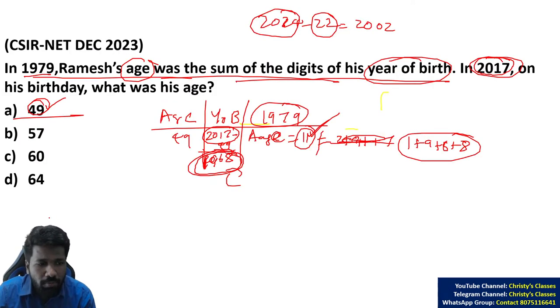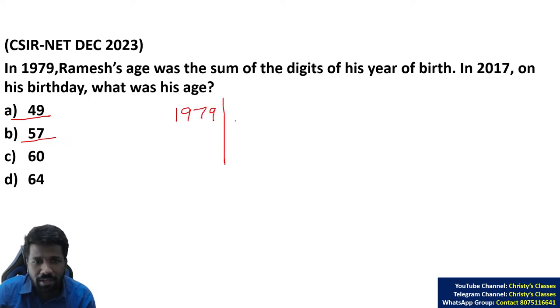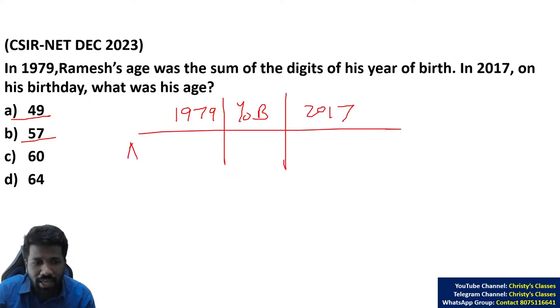So try the second option also same way. Now, if you want, you can go to direct method, but direct method is also time consuming. So, I am deciding to continue with elimination method itself. So, 3 years are involved. 1979, year of birth, and 2017. These are the 3 years. In these 3 years, his age we can list out so that there is a clarity here.